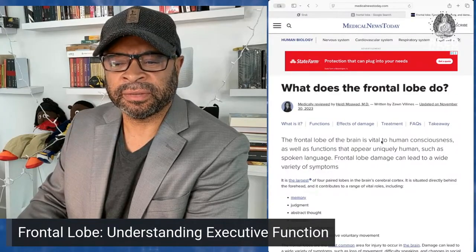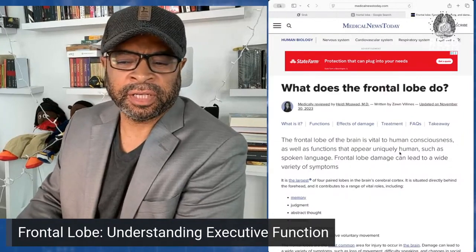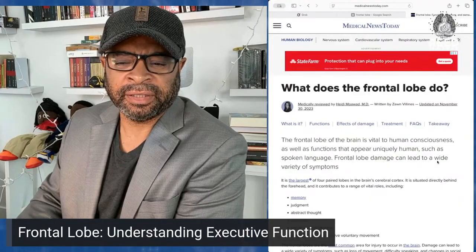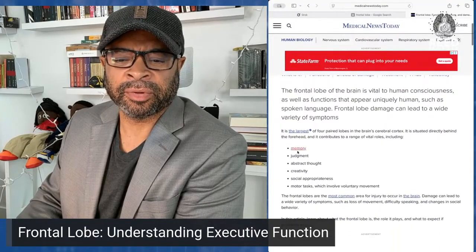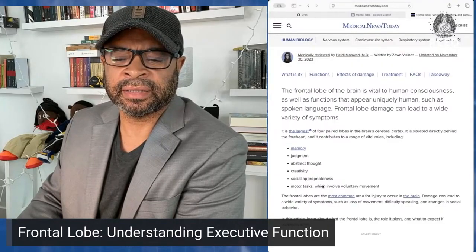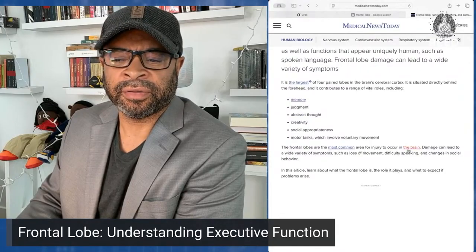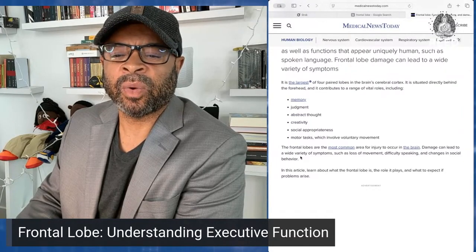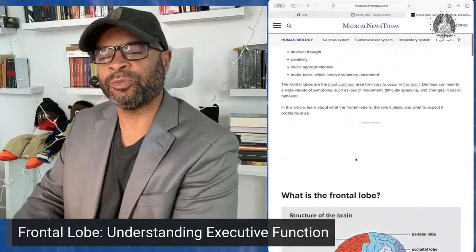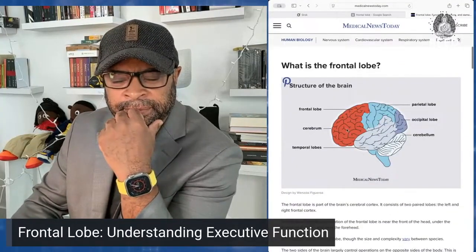The frontal lobe of the brain is vital to human consciousness, as well as functions that appear uniquely human, such as spoken language. Frontal lobe damage can lead to a wide variety of symptoms: memory, judgment, abstract thought, creativity, social appropriateness, motor tasks. The frontal lobes are the most common site of injury in the brain. Damage can lead to movement difficulties, difficulty speaking, and changes in social behavior. So here's the frontal lobe.